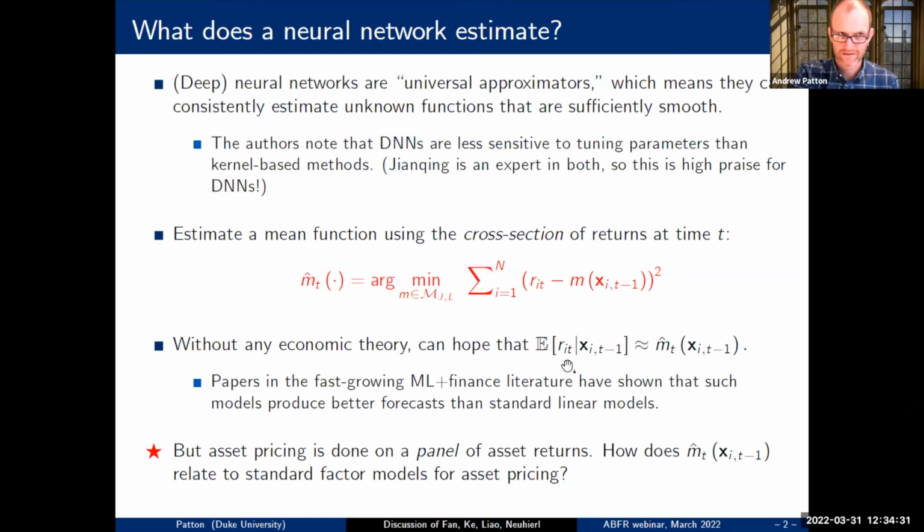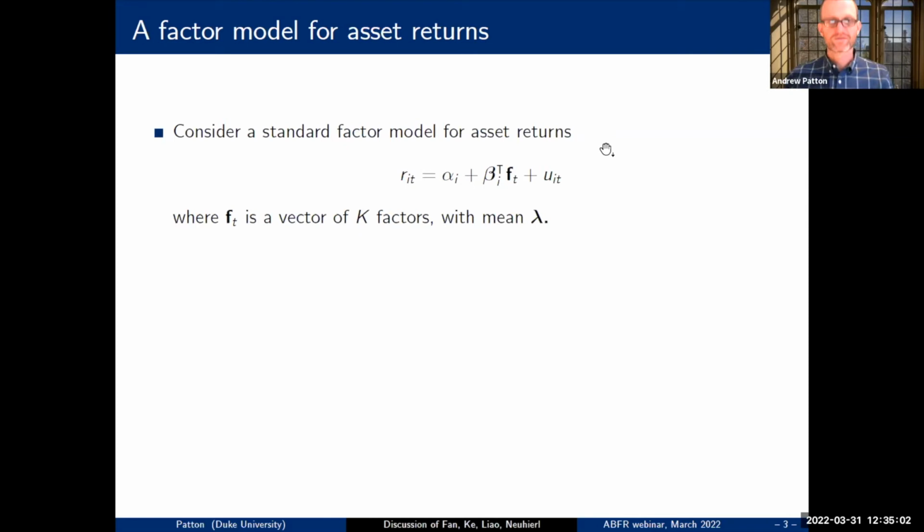But the way I think about what this paper is doing is that they're trying to link this estimate to how we think about asset returns in empirical asset pricing. We think about it as a panel: we have T periods and N assets. The question is how this estimated function M hat relates to standard factor models for asset prices. Here is a classic version, a constant parameter version of that model, with K factors, which in this paper are treated as latent. These factors are extracted using principal component analysis. They have some mean lambda.